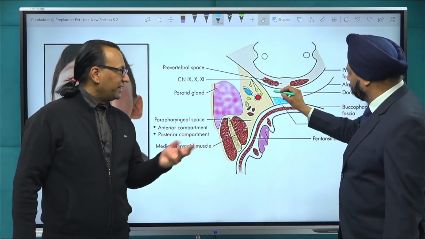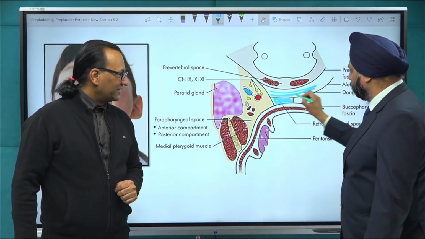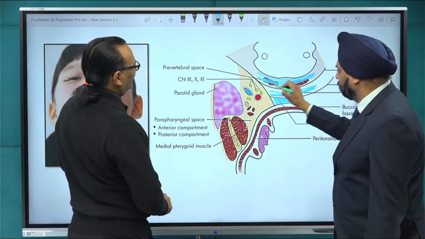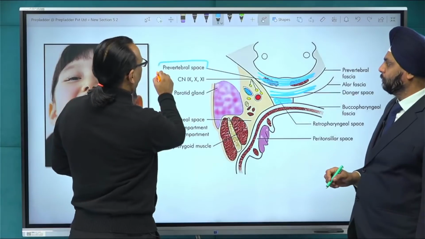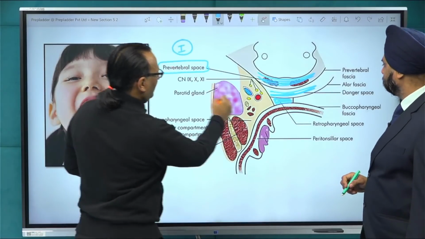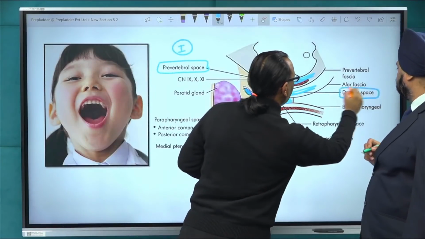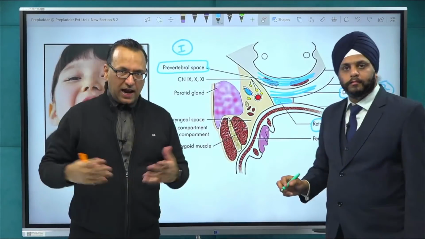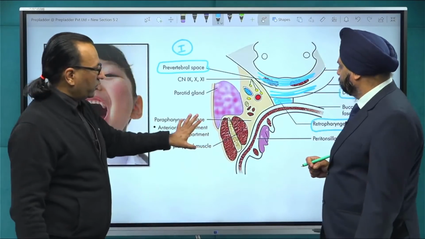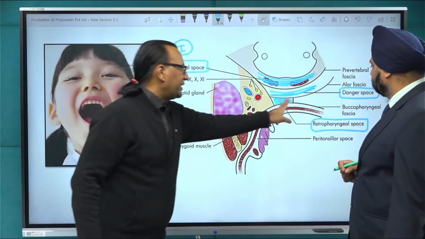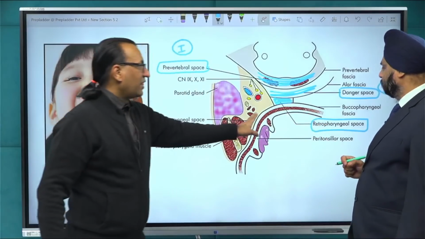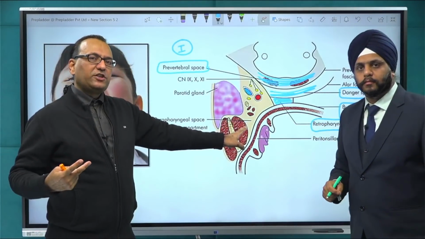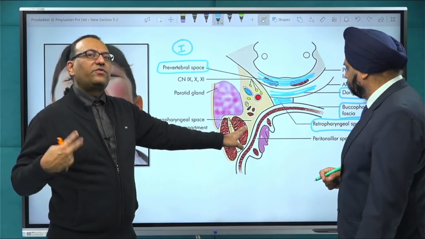3 spaces basically. And behind that, this is the danger space, and this is the prevertebral space with the muscles in it. So you can see prevertebral, number 1, then number 2, the danger space, and number 3, the retropharyngeal space. 3 spaces and 3 fascia. And when you are talking about the 3 fascia, what is the most anterior, which is behind the pharynx? That is the buccopharyngeal fascia. It is a subclassification of pre-tracheal fascia, deep cervical fascia.